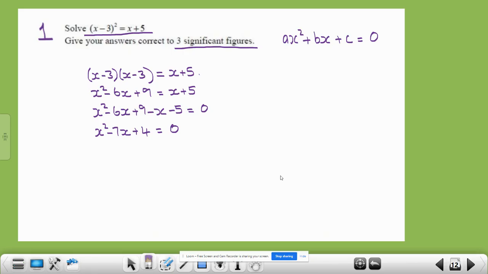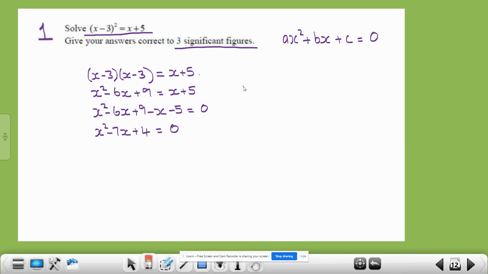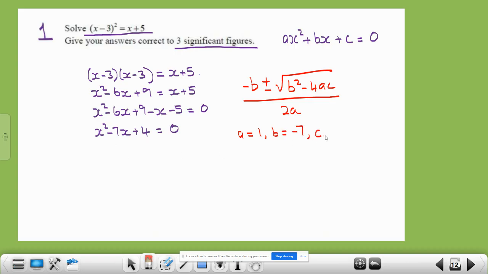A quick look at that should tell you that it's not going to factorize because we've got either 2 and 2, which is not going to make 7, or 4 and 1, again not going to make 7. So what we need to do is use the formula: minus b plus or minus the square root of b squared minus 4ac, all over 2a. In this case, a is equal to 1, it's the coefficient in front of our square. b is equal to minus 7, must include that sign, and c is equal to 4.